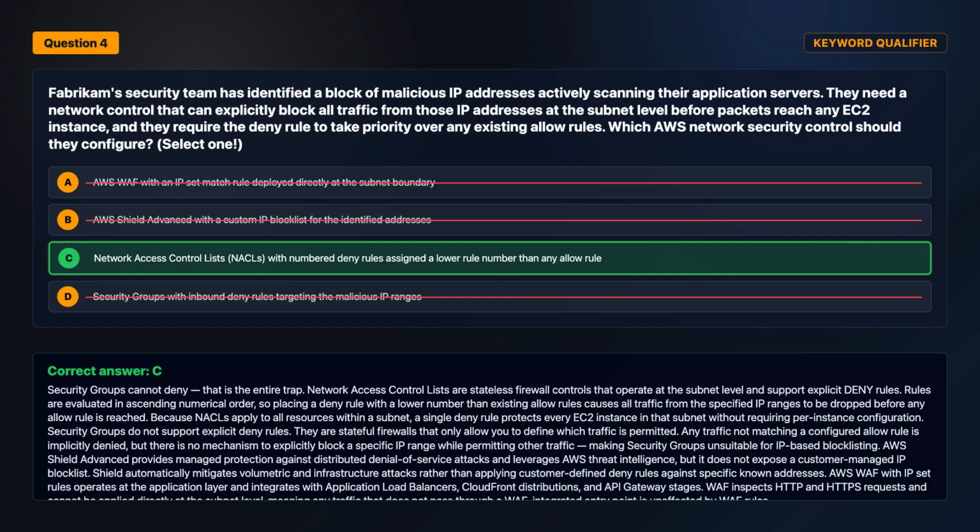AWS WAF with IP set rules operates at the application layer and integrates with application load balancers, CloudFront distributions, and API Gateway stages. WAF inspects HTTP and HTTPS requests and cannot be applied directly at the subnet level, meaning any traffic that does not pass through a WAF integrated entry point is unaffected by WAF rules.